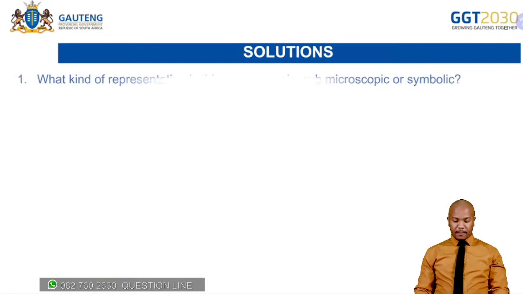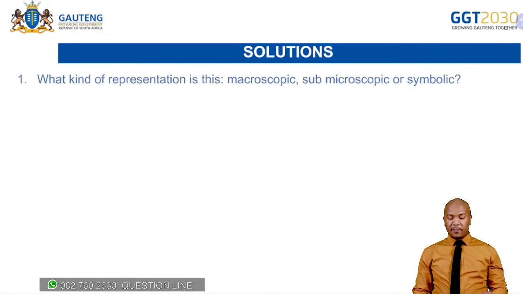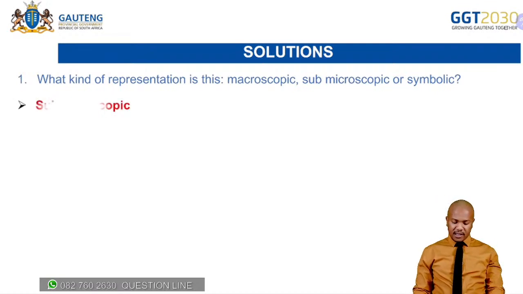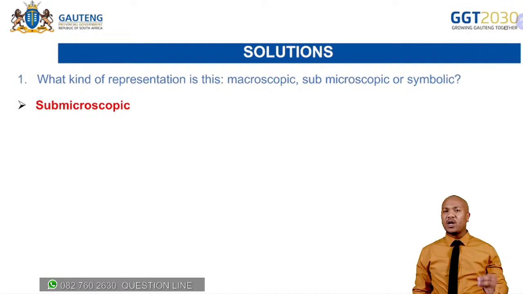Now let's look at the solutions for this activity. Number 1 was asking, what kind of representation is this? Is it a macroscopic, a submicroscopic, or a symbolic representation? And the answer is, it is a submicroscopic representation.